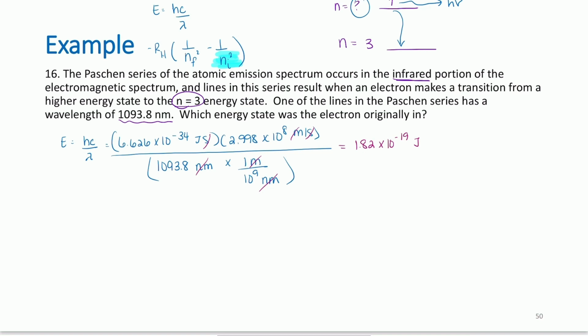Now, the trick here is that this just cares about the energy of this transition. It doesn't care if it's positive, negative, whatever. Because remember, we're looking at wavelength there, and wavelength is a distance. But because I'm falling from a higher energy level down to n=3, when I use this in the next part, I need to make this a negative 1.82 times 10 to the negative 19th joules to represent that a photon of energy was lost.